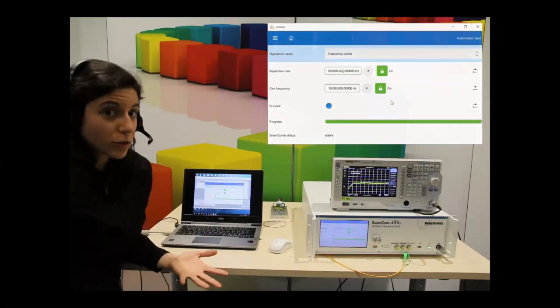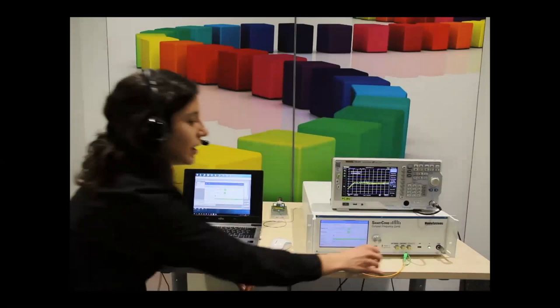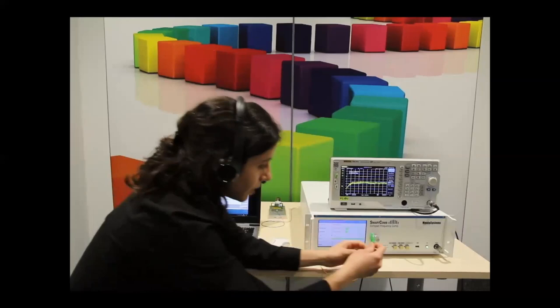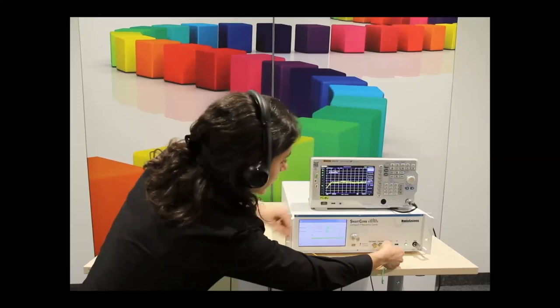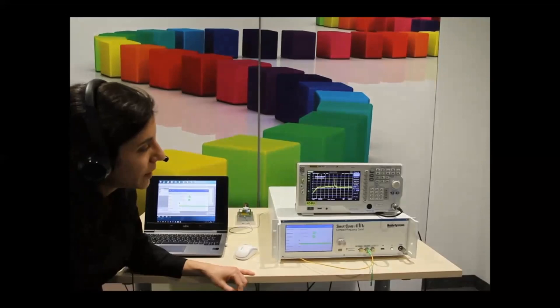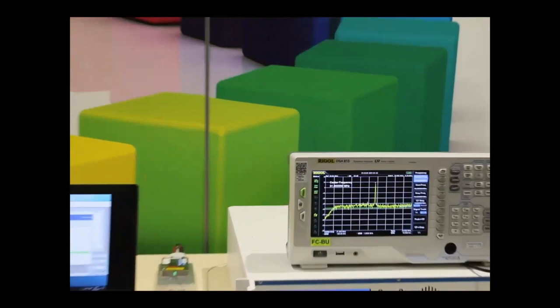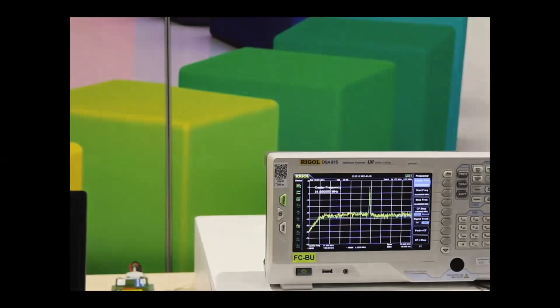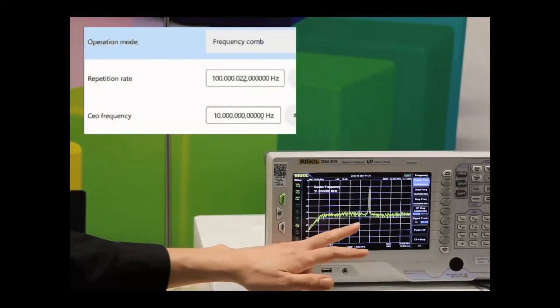Okay, so now that everything is set, let me plug in the CW laser. Just one second. And then just look at the spectrum analyzer. What you see here is the beat signal of the CW laser with the comb. And just to figure out what is the sign of this beat signal, because it can be negative or positive, but we will see it better later on, what I will do is change the repetition rate, and then you will see how this will move.